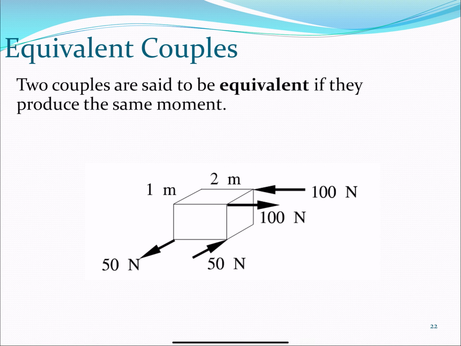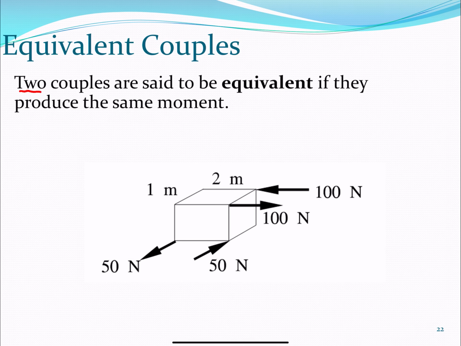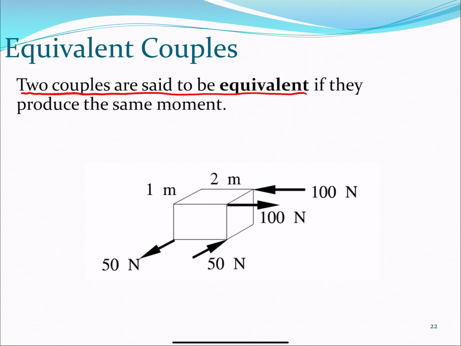So, equivalent couples. Two couples are said to be equivalent if they produce the same moment. Let's take a look at this box. It has some forces acting on it, and the forces appear to be couple related. For example, these guys here seem to be a couple, and these guys over there at the top appear to be a couple too, because they are identical and in the opposite sense.